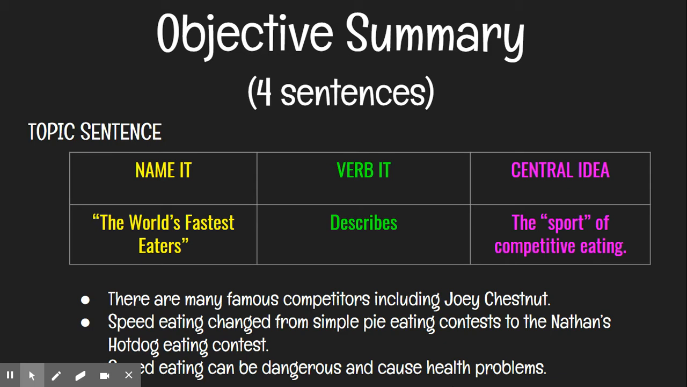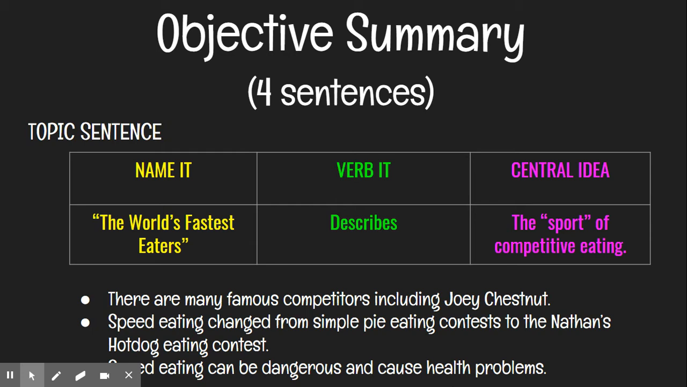So the article for this week is titled The World's Fastest Eater. So that's my name it. I put that in the chart for the name it. It's just the name of the article. The verb I chose was describes. So this article mainly describes, and the central idea, I say it describes the sport of competitive eating. And that's my topic sentence for my summary. The World's Fastest Eater describes the sport of competitive eating.